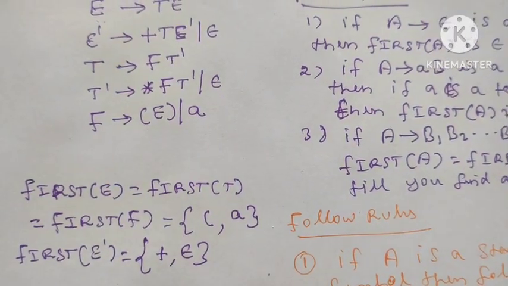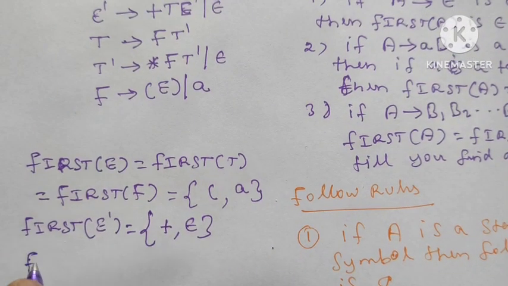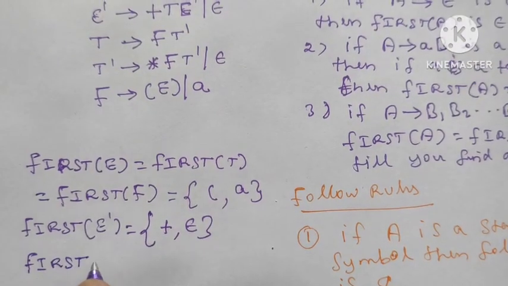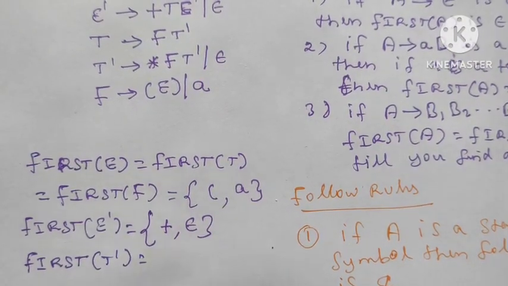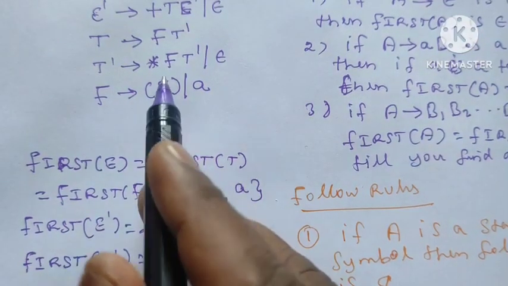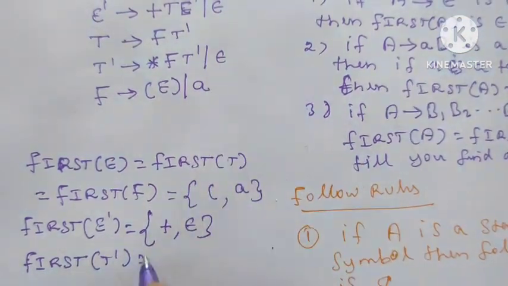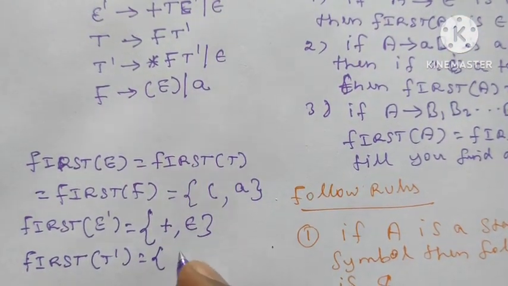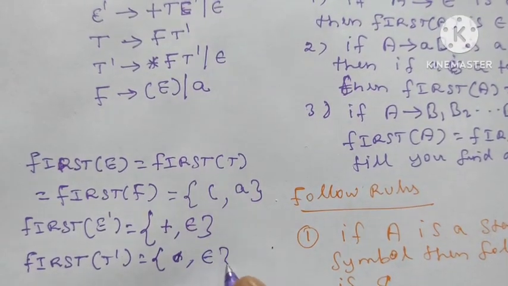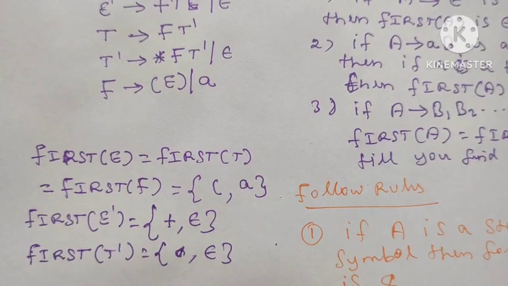Now one more non-terminal is T dash. We have to find the first for T dash here. Now see the T dash production. T dash tends to star. Star is a terminal, and then one more production is there, epsilon. Epsilon is also a terminal. So you have two symbols, that is star and epsilon. So that's how to find the first for all non-terminals.